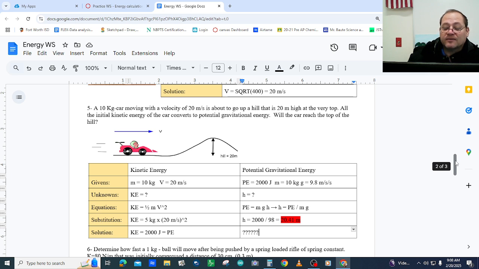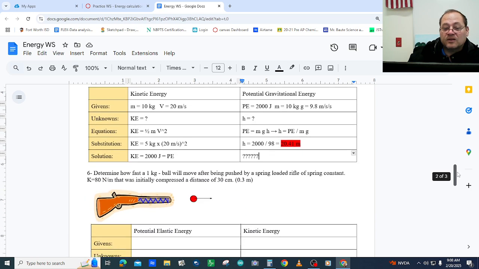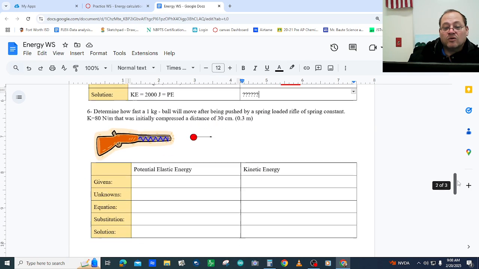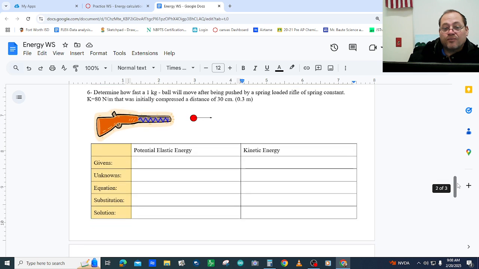Of course, it will be able to go up the hill theoretically. If there's any loss of energy due to air resistance and friction, it won't make it because the numbers are too close. But theoretically, in an ideal case, it should be able to go all the way to the top of the hill. Okay, so let's go to number 6.